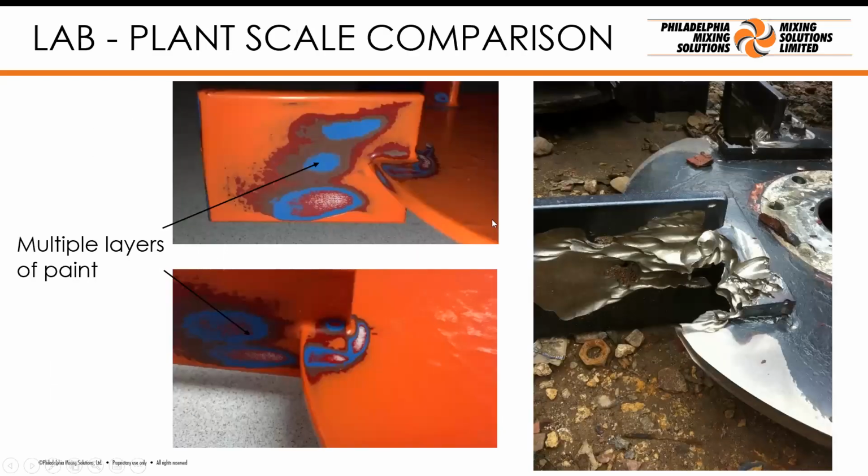So this is a picture of a 4-bladed Rushton turbine that was being taken out of a plant, and you can see the holes eroded through the blade. And this is the same, from our lab, a 4-bladed Rushton turbine that's been coated with layers of paint. And you can see the regions where the paint has been eroded away match up very well with the regions where the erosion has occurred in the plant. So what do we do?